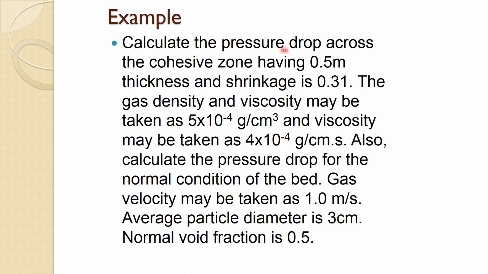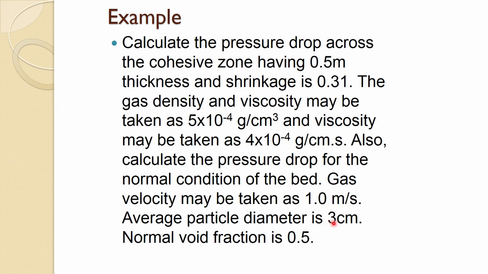So, based on this, there is one example. Calculate the pressure drop across the cohesive zone having 0.5 meter thickness and shrinkage is 0.31. The gas density and viscosity may be taken as 5 into 10 to the power minus 4 gram per centimeter cube and 4 into 10 to the power minus 4 gram per centimeter second. Also calculate the pressure drop for the normal condition of the bed. Gas velocity may be taken as 1.0 meter per second.